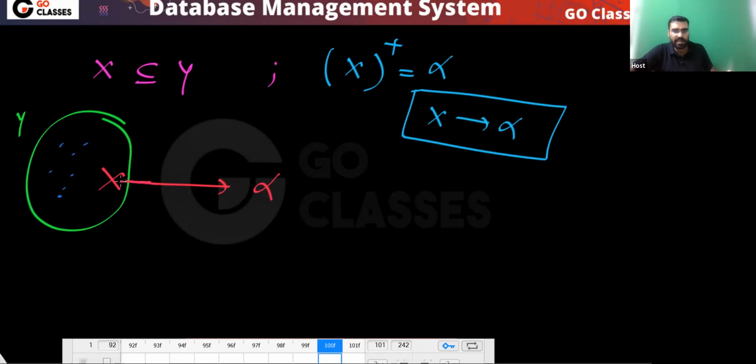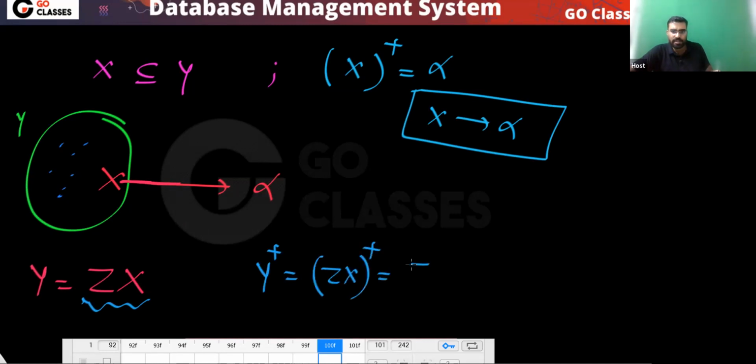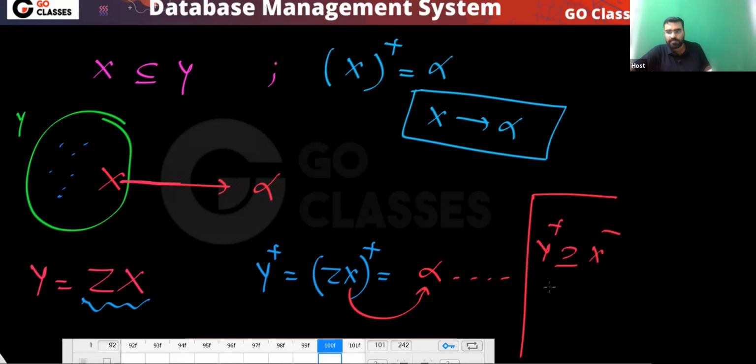Okay, if X itself can determine, it's like this. Maybe Y is basically ZX. Y is ZX. So you can clearly see what Y plus is. Y plus will be ZX plus. ZX plus will contain everything that X can determine. So you can notice Y plus has something extra that can be there. So definitely Y plus is a superset of X plus.